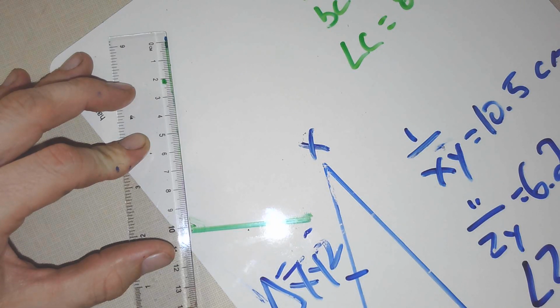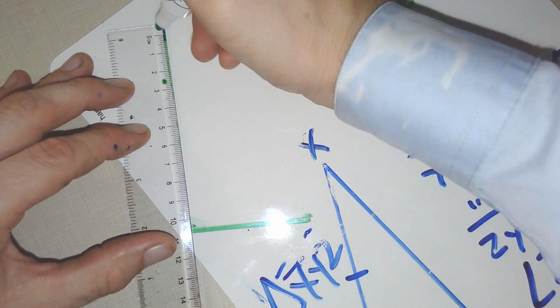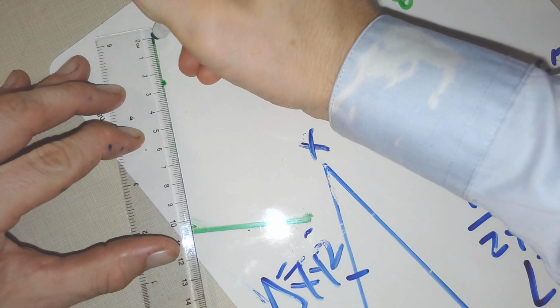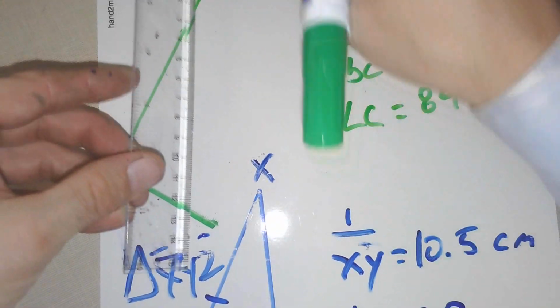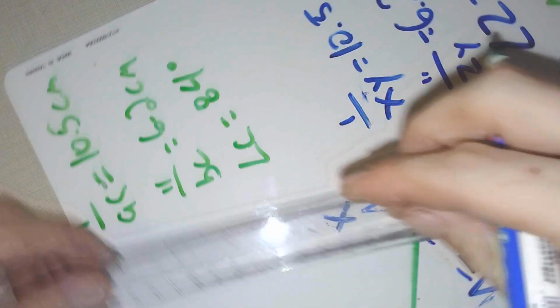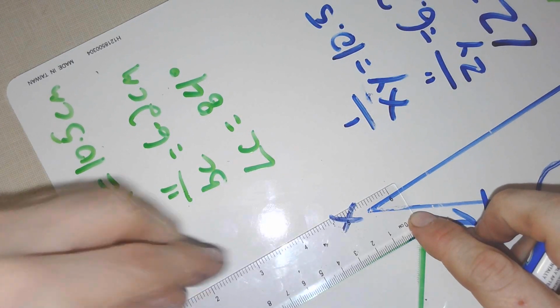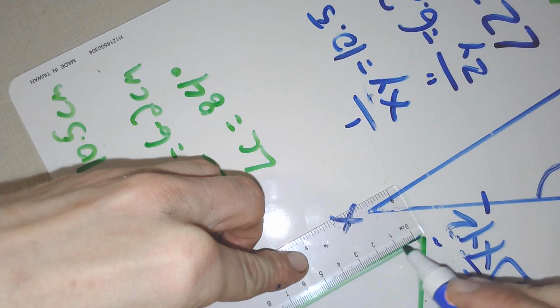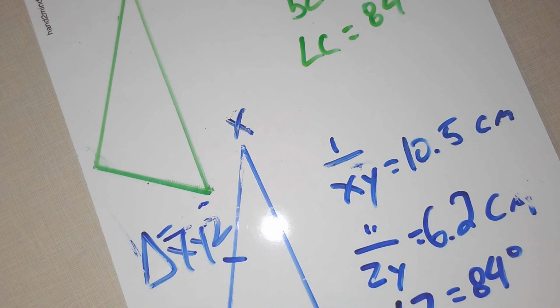10.5 centimeters. Make sure I intersect with my line. Okay, and then the remaining line should connect. And it doesn't matter how long it is because I have my angle and my side. And it should match pretty closely. All right, so that should be pretty close to my two angles.